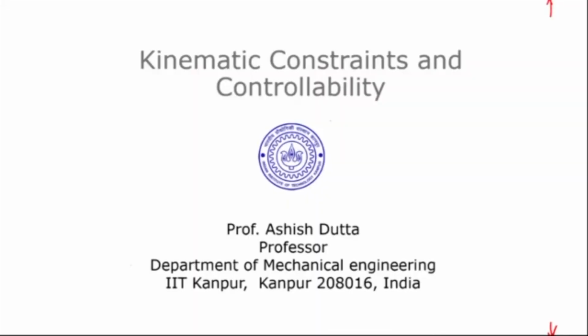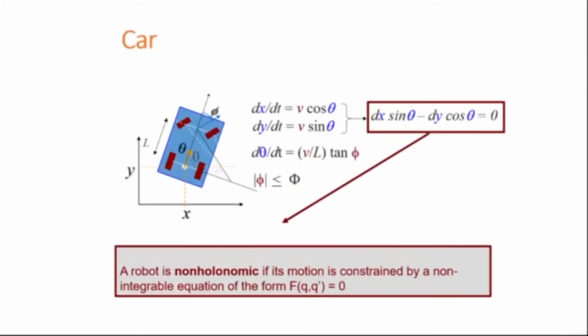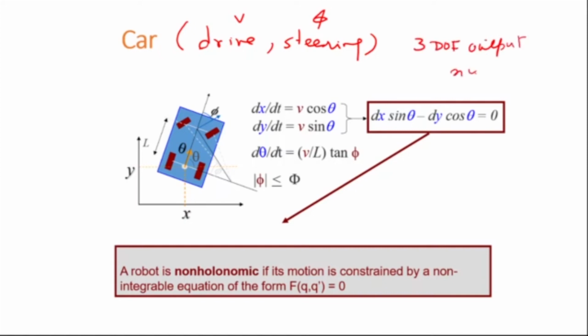In the last class we were looking at kinematic constraints, and I'll very briefly go through what we were doing just to revise, and then we'll move on to controllability. We said that a vehicle like a car has two control inputs. For example, there is a drive at the back, so drive and steering. So it has v and phi as inputs, whereas the output is a 3 DOF output. That means we have x, y of the center point P, that's my point P having coordinates x and y, plus there is an angle theta.